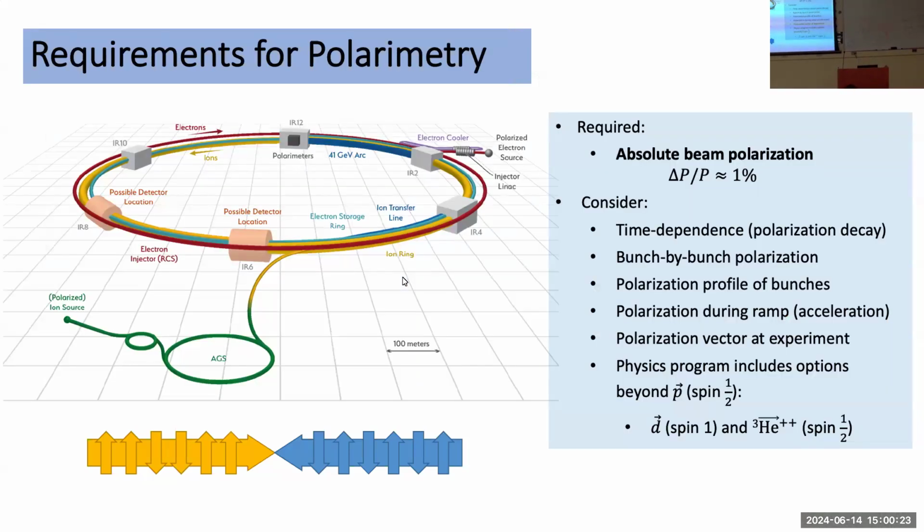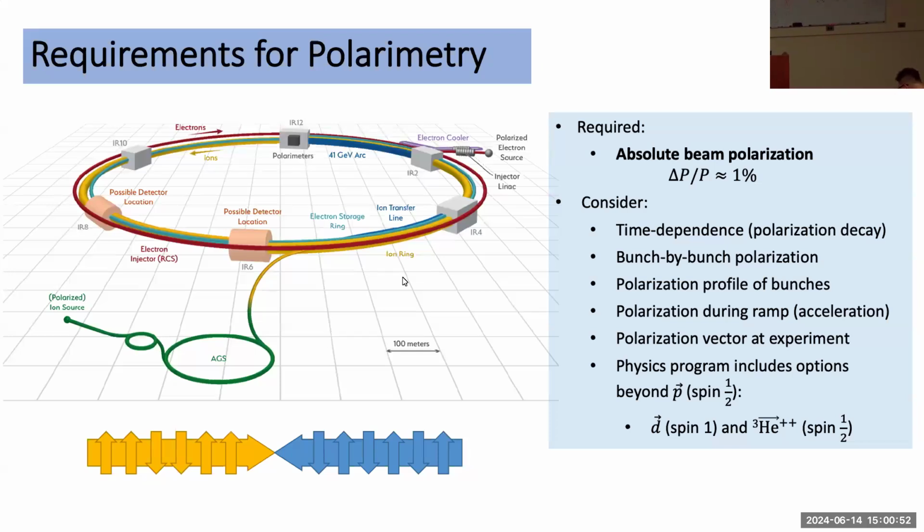So the requirements regarding polarimetry, as I said in the beginning: we need absolute polarization determination, delta P over P, with a 1% accuracy, which is challenging because at the moment RHIC isn't really doing that. We have maybe 2% or something. We are not there yet. So that really has to improve. We have to work on that.